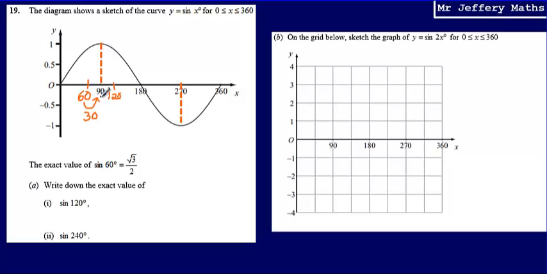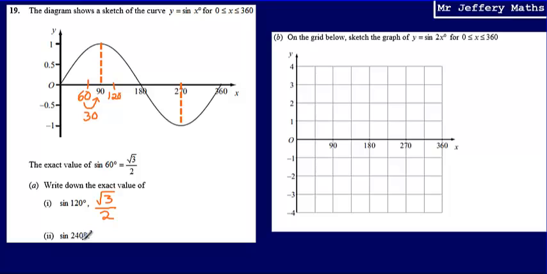Because of that line of symmetry, it's 30 onto 90, 30 again onto 120, so what we can say is that it's just a reflection in that line that I've drawn earlier. It's a reflection in sine 90. So that means that if sine 60 is root 3 over 2, then sine 120 will also be root 3 over 2. So the first answer would be root 3 over 2, same as sine 60 because of that line of symmetry.